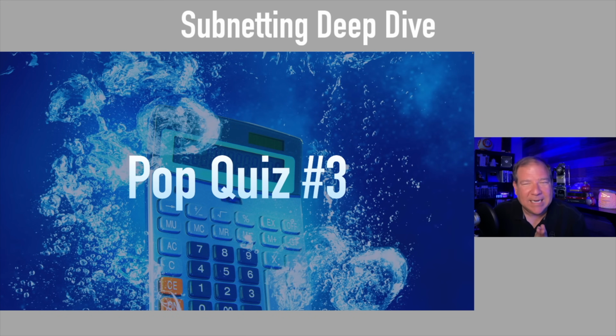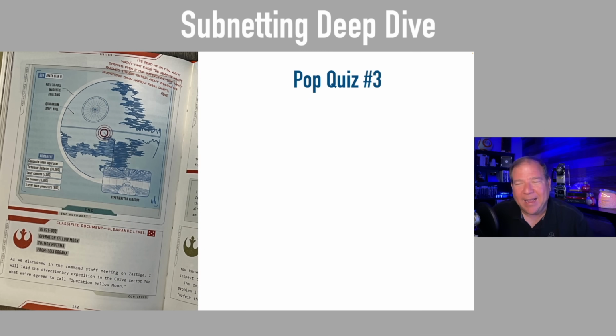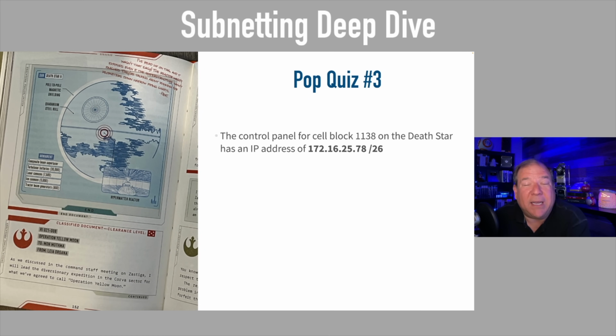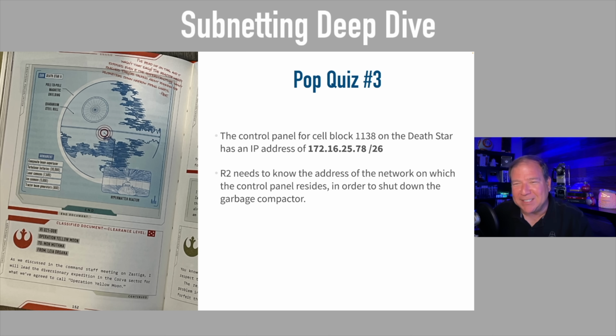All right, it is time for pop quiz number 3. Are you ready? Here, we're going to the Death Star. The control panel for cell block 1138 on the Death Star has an IP address of 172.16.25.78/26. So that's the control panel. R2 needs to access that to shut down the garbage compactor. He needs to know the network address of that.